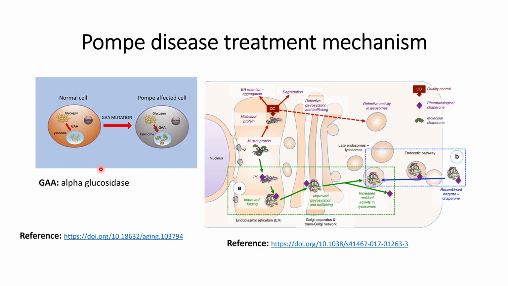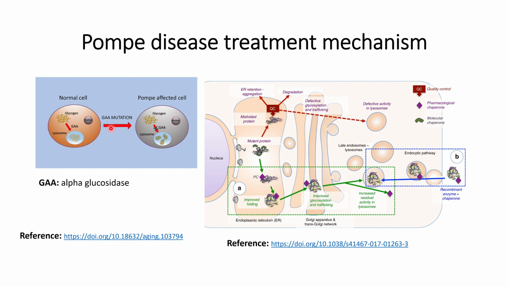This is the image of lysosomes. So the main problem here is that the GAA gene is mutated. Because of this, it is not able to produce the proper alpha glucosidase enzyme, and this enzyme is responsible for lysosomal degradation of glycogen. So in the normal case, when alpha glucosidase is formed, it helps in the degradation of glycogen, and that maintains the level of glycogen within limit.